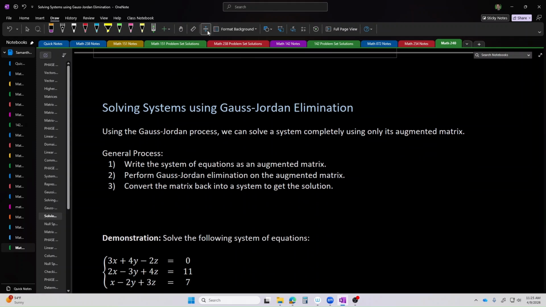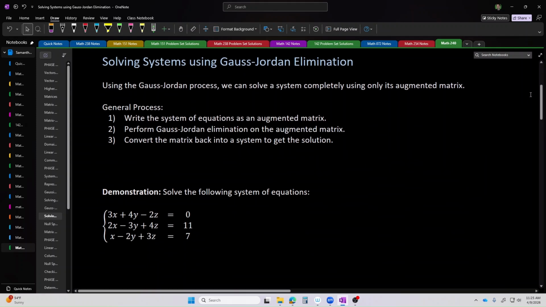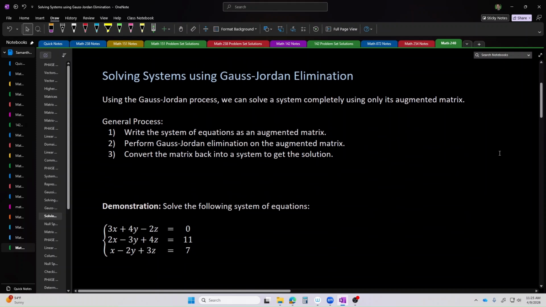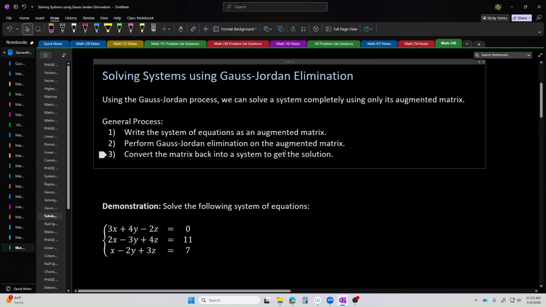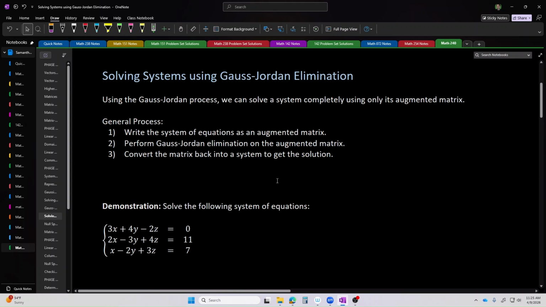So if you are solving the entire system completely using linear algebra methods, if you're solving systems of equations using Gauss-Jordan elimination as opposed to just Gaussian elimination, the overall process is this three-step algorithm. So you take your system of equations and you start by writing it as an augmented matrix. Then you take that augmented matrix and you perform Gauss-Jordan elimination as we talked about in the previous video.